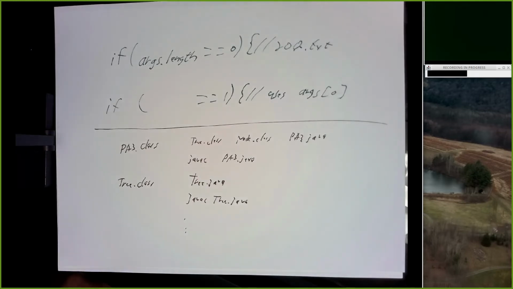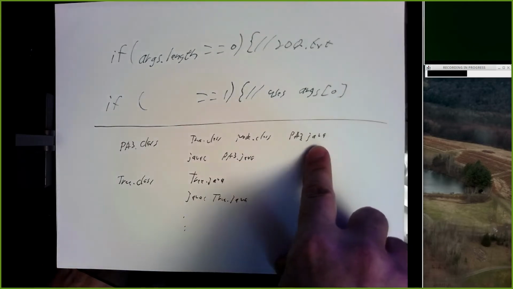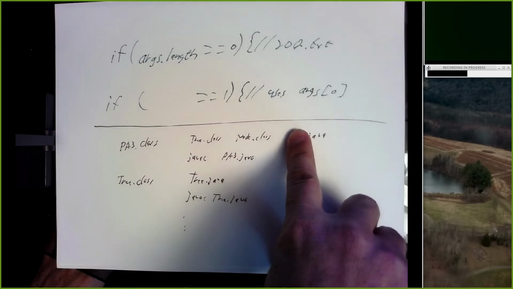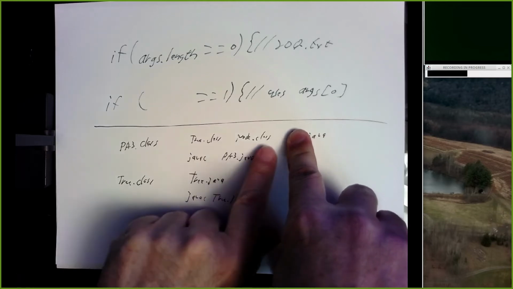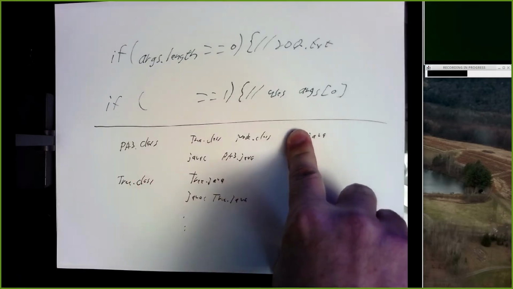Do we need the pa3.java in the first line though then? Up here, I put that in because if I don't and I change pa3.java and I say make, it's just going to say, well, these two things are up to date. This must be up to date also.